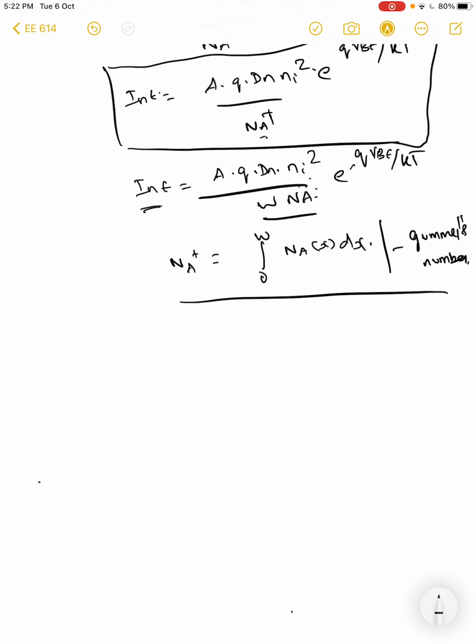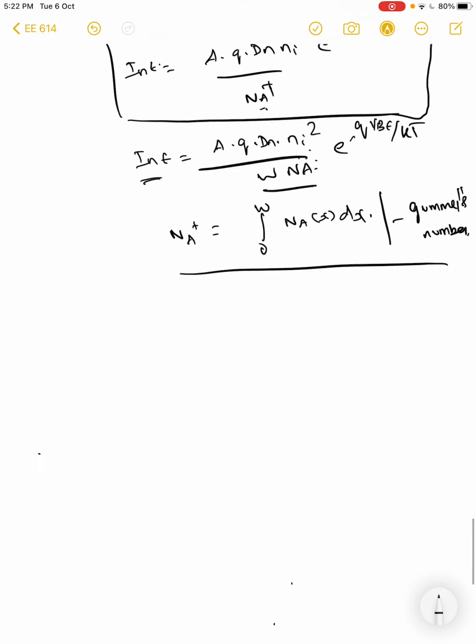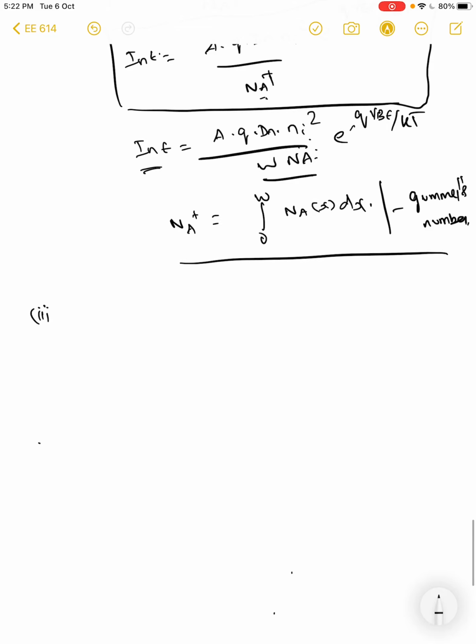So now let us calculate the other currents. The third current being the hole current into the emitter.